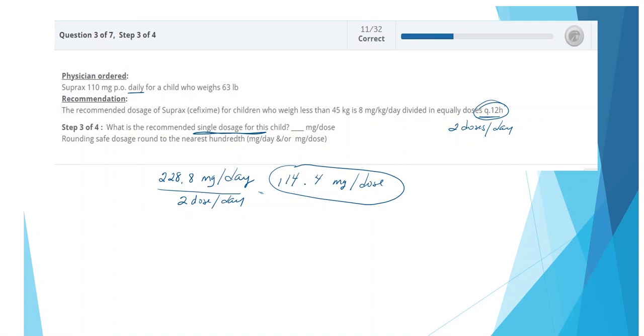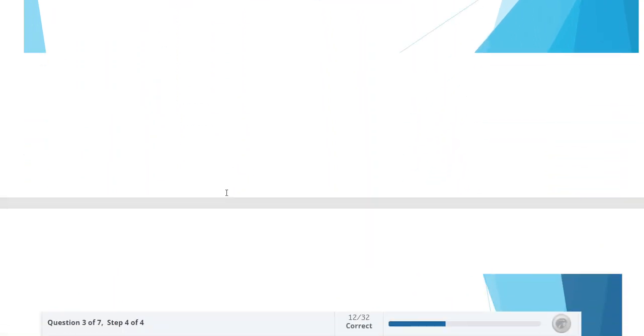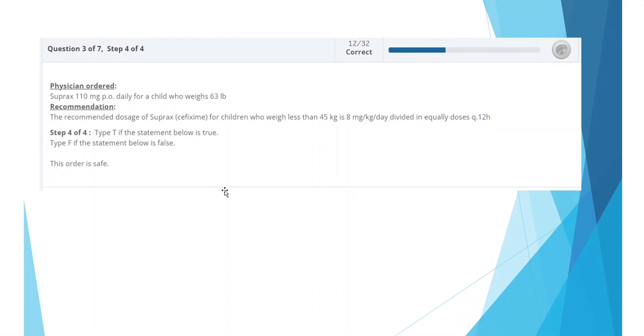Is the order safe? Oops, that's the next question. Kind of got ahead of myself. So this last part of this question is, is the order safe? True or false? So again, your order has to be less than or equal to your recommended. Okay, our order is 110 milligrams. Our recommended, if you'll remember from the other slide, is 114.4 milligrams. And I'm assuming these are per dose.